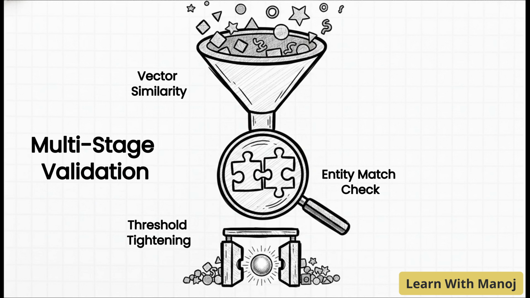To prevent this, we use multi-stage validation. We check the vector similarity, we do an entity match check to make sure the core nouns and verbs align exactly, and finally, threshold tightening. If it's a medical or technical query, we demand a 0.98 similarity score or higher. We simply don't take risks when accuracy is that paramount.